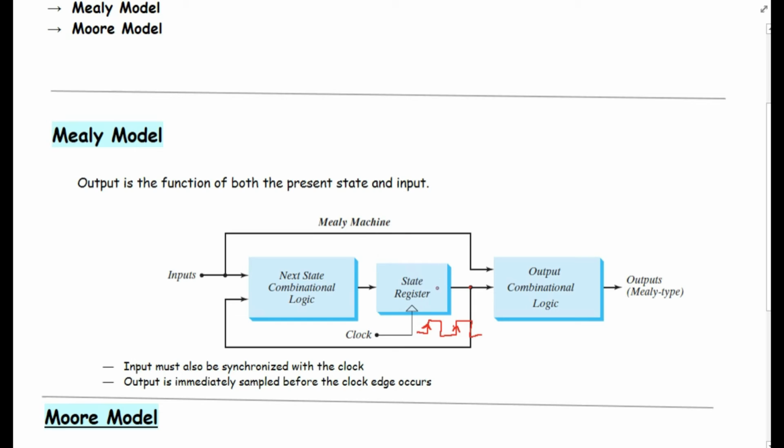So there is a need of synchronization between the flip-flops or register with the inputs, such that the change must be synchronized with each other. Also, the output must be sampled immediately before the clock edge occurs. As we know that as the clock change will occur, then the output's value will change. That is why we need to sample the output values before the clock edge.